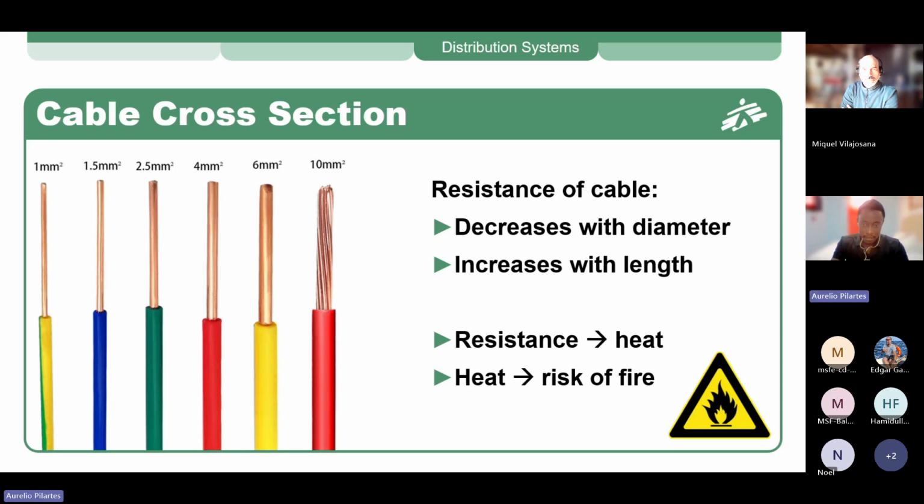As you know, the bigger your cross section, the more power you can carry through this cable. The smaller your cross section, the less power you will be able to carry. Because there's an internal resistance in the cables, all current going through the cable will generate heat, and this heat could easily lead to fire. This is why we need to put a limit on the maximum current it can carry, which we do with our circuit breakers.